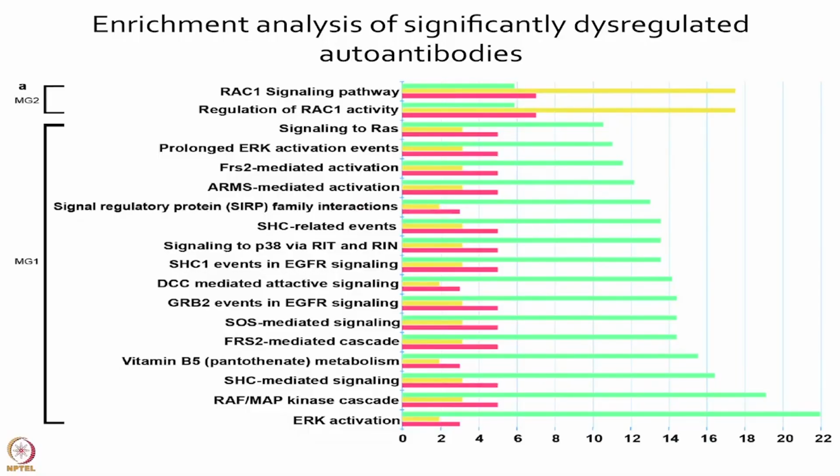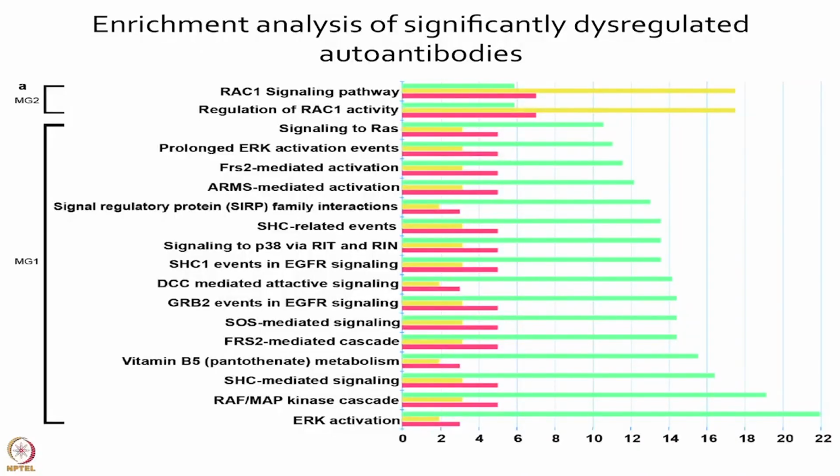Further, looking at all the autoantibodies which are changing in healthy versus meningiomas, healthy versus meningioma grade 1, or healthy versus meningioma grade 2, we tried to map all those proteins into different types of enrichment analysis, and we looked at which are the major pathways which are perturbed. We found there are 48 pathways where most of these proteins are mapping, which are dysregulated in meningioma grade 1 as compared to the healthy controls.